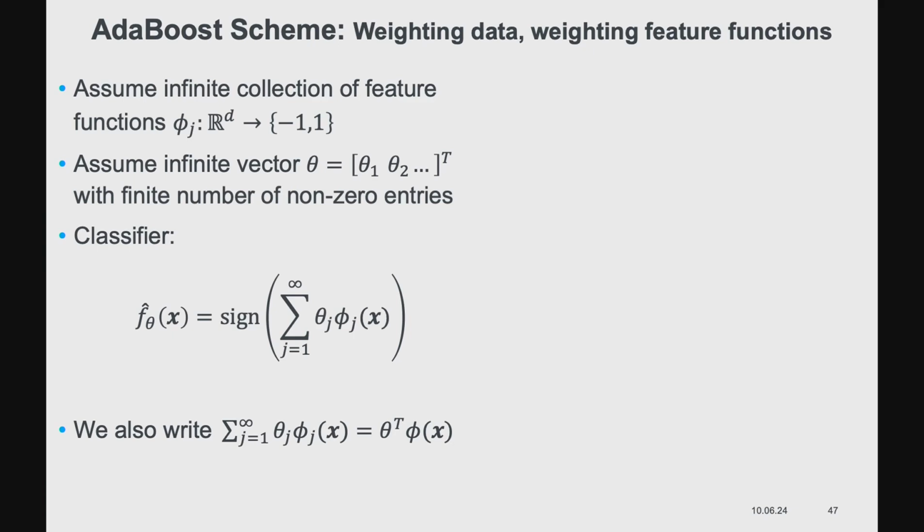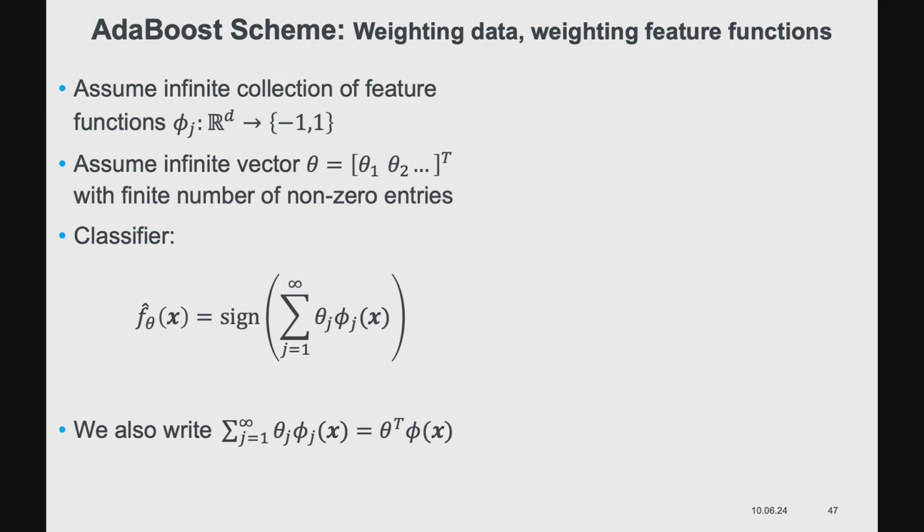So what is the core idea with AdaBoost? The idea is that we weigh the data and we weigh our feature functions in order to combine them towards an overall good classifier. What we assume here is, just to make the notation easier, an infinite collection of feature functions. So each feature function maps from our object descriptions into either the one class -1 or the other class +1.